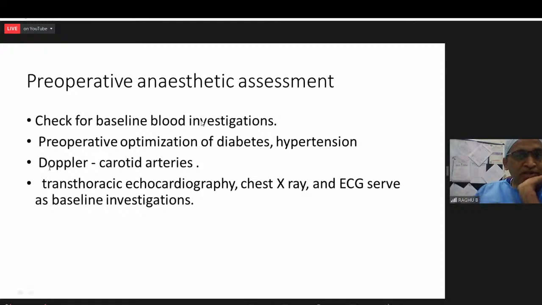Coming to the pre-op assessment, you should know all the baseline blood investigations. You should optimize the patient if the patient has high risk factors like diabetes and hypertension. Carotid Doppler of the carotid arteries should be done, particularly if the patient's age is above 65, and transthoracic echo, chest X-ray, and ECG as baseline investigations have to be done.